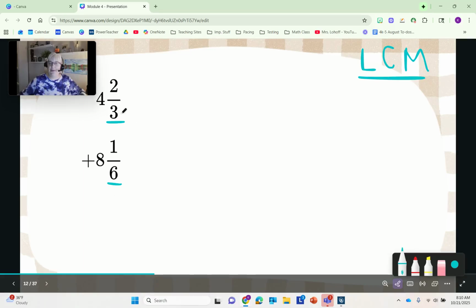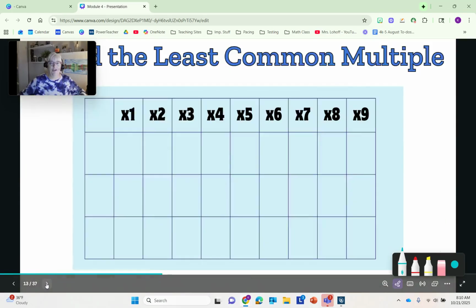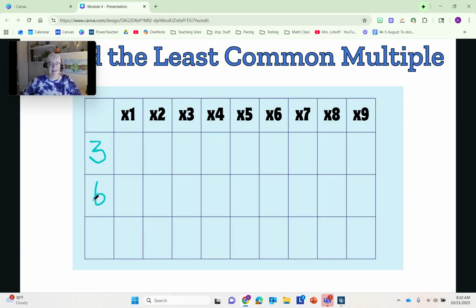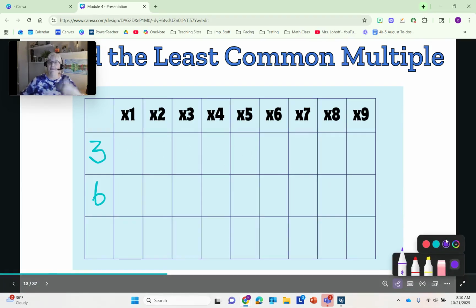So our denominators are 3 and 6. I'm going to go over to my least common multiple chart and I'm going to write in the numbers 3 and 6. Now, I copy from the multiplication chart all of the facts for 3. 3 times 1, 3 times 2, 3 times 3, and I keep going until I find a number that's the same in the row for the multiplication facts of 3 as I find in the multiplication facts for 6. So as I'm completing the facts for 3, I'm thinking to myself, will I see this number in the facts in the row of 6? So let's go ahead and see what happens.